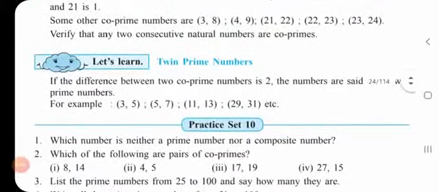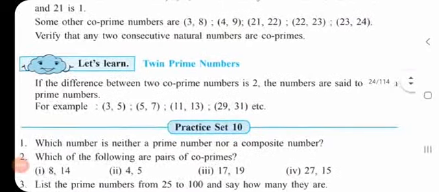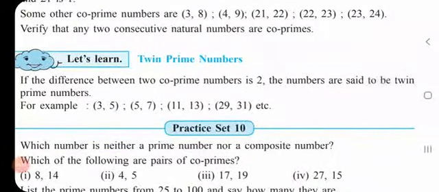Next concept is twin prime numbers. Twin prime numbers are defined as: if the difference between two co-prime numbers is 2, then the numbers are said to be twin prime numbers. That is, twin prime numbers must be co-prime numbers, and the other condition is that the difference between them should be 2. Then only they are said to be twin prime numbers.